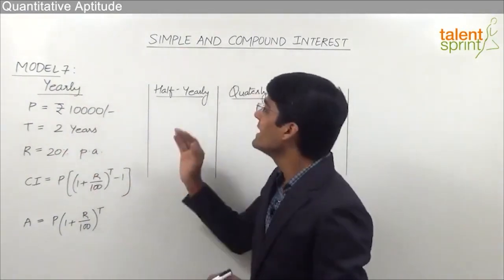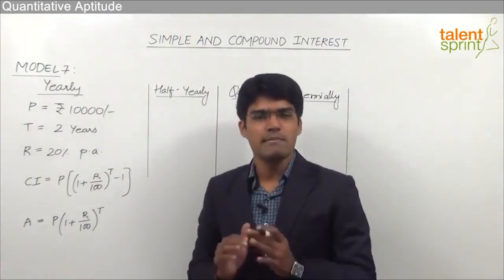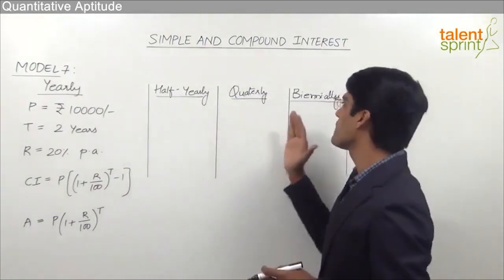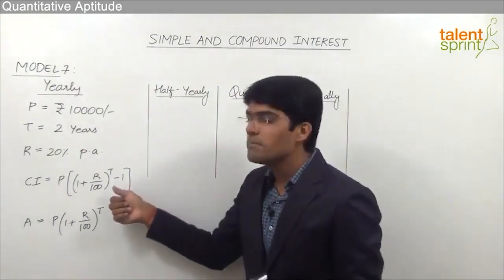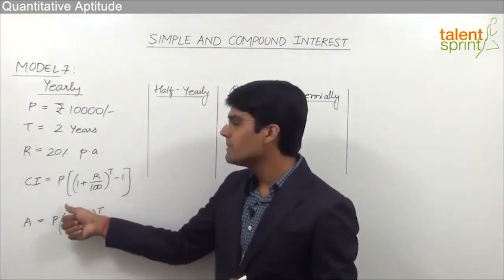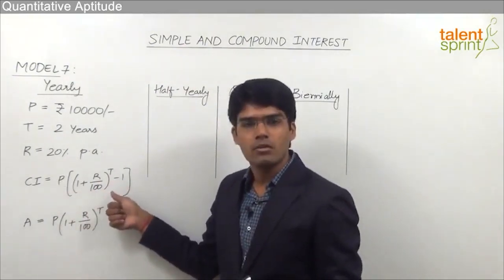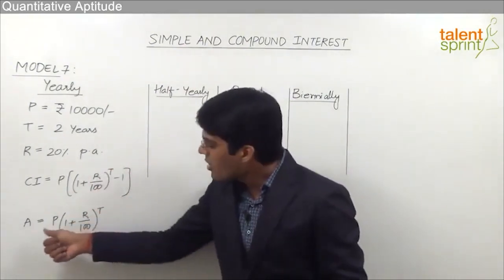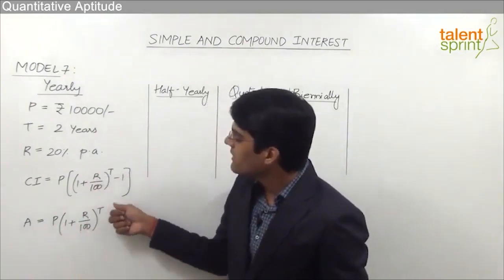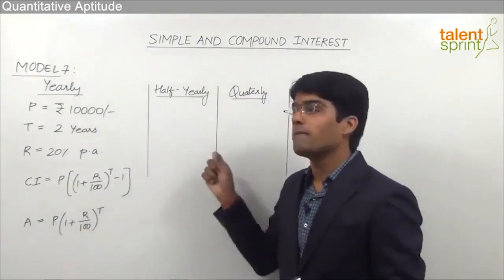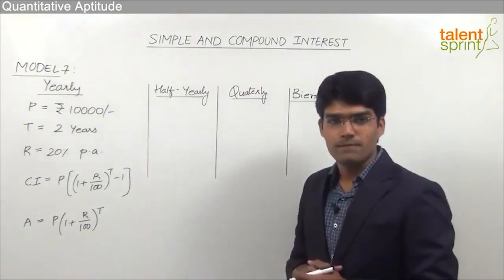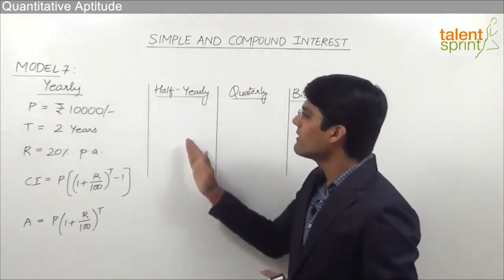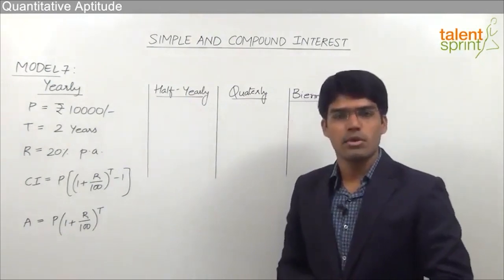But what to do in case of half-yearly compounding? Remember friends, whatever be the type of compounding, whether it is half-yearly, quarterly or biennially, the formula remains the same. Compound interest will always be P into (1 plus R by 100) whole power of T minus 1. And amount will always be P into (1 plus R by 100) whole power of T. But the way we substitute the values will be changing a bit in each of these cases. So let us understand what will be the values in case of half-yearly compounding.